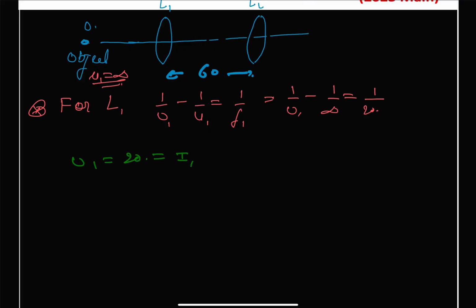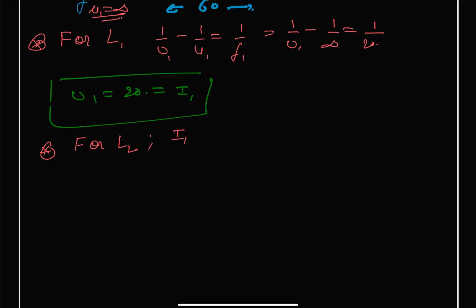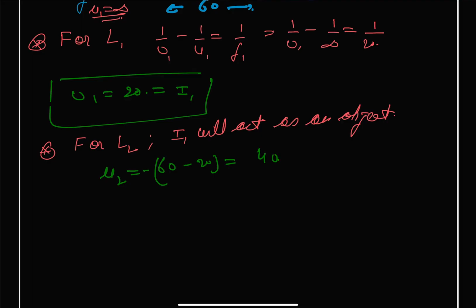Let us call this I1. So this I1 will be, let us suppose, somewhere here. So this is our I1 at a distance of 20. So this I1 will be acting as an object for our L2, and the distance of the object from L2 will be 60 minus 20, that is 40. So you can say that for L2, I1 will act as an object. So therefore its distance, that is our u2, will be equal to 60 minus 20, which comes as 40. Okay, and this is your minus sign. Focal length, that is f2, is once again 20.